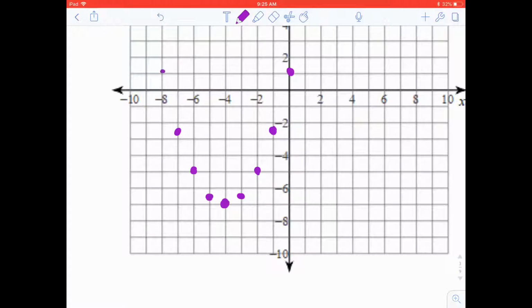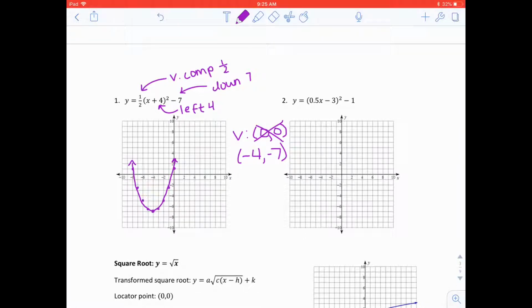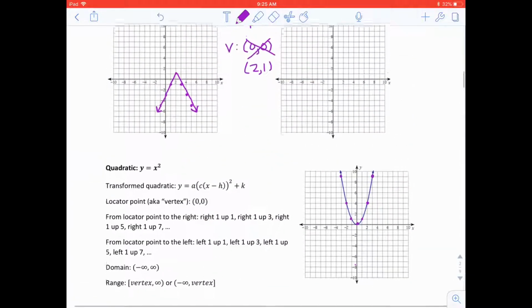You don't have to do all these points, but I just wanted you guys to see how it works. Kind of squiggly. Okay, so that's what your paper should look like. All right, now before we go too much further, I forgot to find the domain and the range for the first problem. So let's go ahead and go back and do the domain and range.